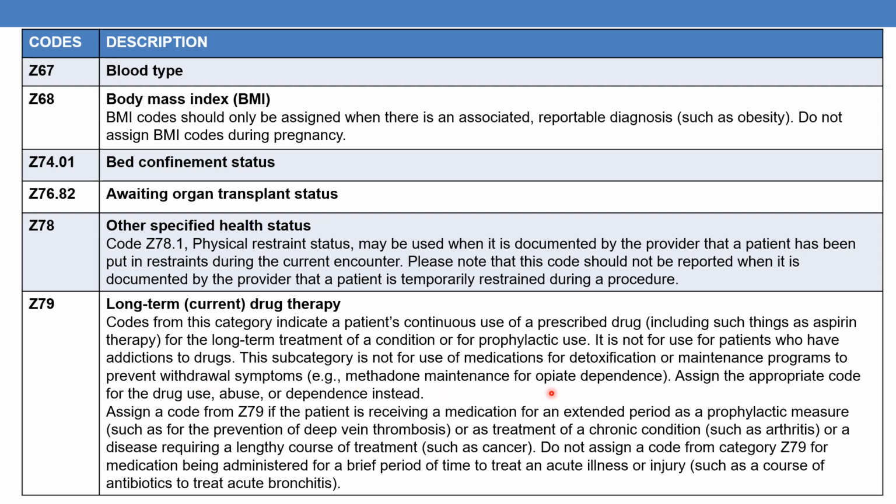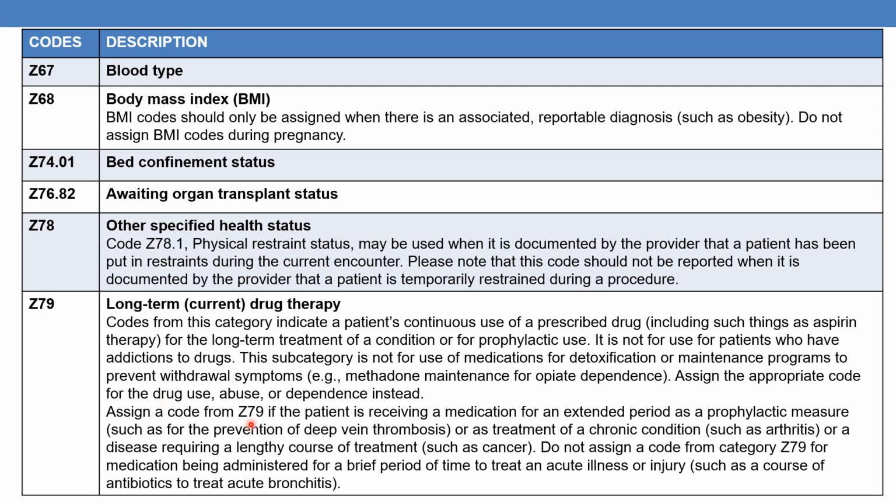For example, methadone maintenance for opiate dependence, and assign the appropriate codes for drug use, abuse and dependence instead of this long-term drug use. That is, this is not used when the medications are used for detoxification or for a maintenance program. An example here is methadone maintenance for opiate dependence. Here you should not code long-term use of methadone. Instead of that, you need to code the opiate dependence code.